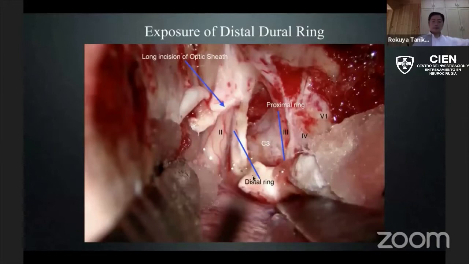And you can see here the C6 carotid. There was an anticlinoid process, the apex was here, and the medial edge of the anticlinoid process was here. So the medial edge of the anticlinoid process attaches to the distal dural ring, and the lateral edge attaches to the proximal ring. You can see it.